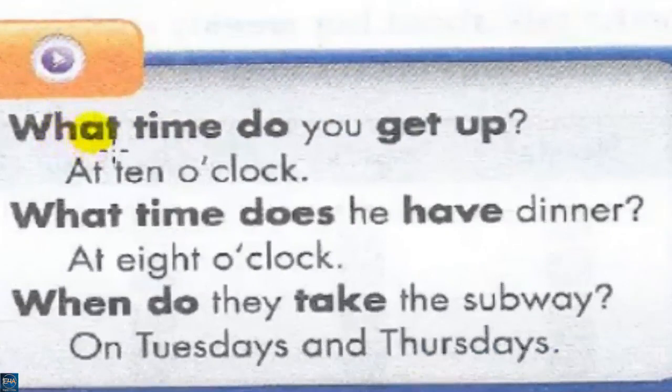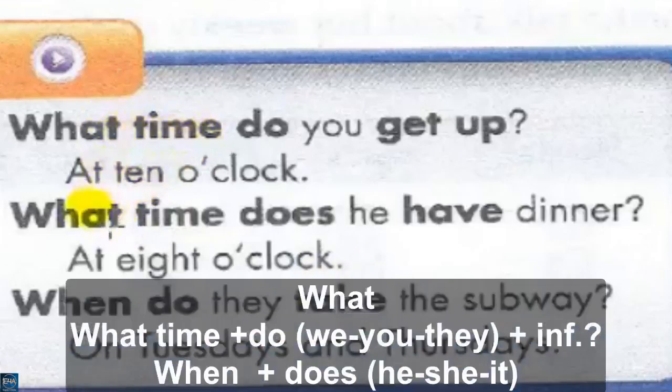WH questions. What? When? What time? When? To ask about time. What time do you get up? At 10 o'clock. What time does he have dinner? At 8 o'clock. When do they take the subway? The subway, the underground. On Tuesday and Thursday. What, when, what time, do, does, subject, verb, main verb, get up, have, take.